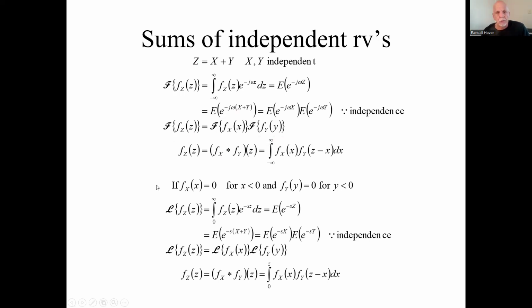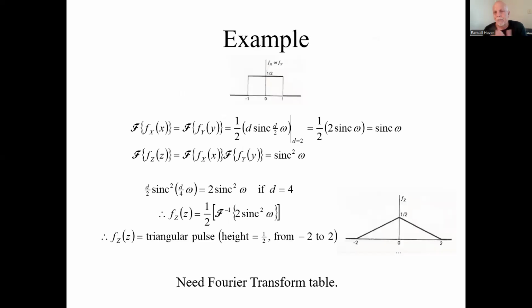You can go through a similar derivation if your PDFs are zero for negative arguments. The same kind of derivation, you would use the Laplace transform. And again, the Laplace transform, product of Laplace transforms is a convolution in the time domain or the variable domain. Let's take an example.